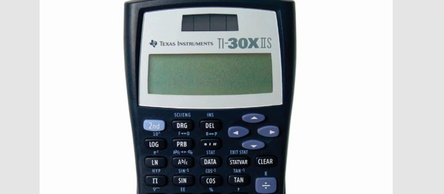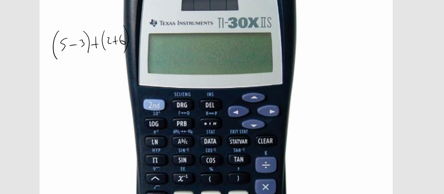One of the first things that is important is the use of parentheses. If you had a problem like, let's say, 5 minus 3 plus 2 plus 6, you're going to use the parentheses. I'm going to highlight it right over here: these are your parentheses, a little bit to the left of the multiplication sign. If you type everything in the way you see it, you will not get anything wrong.